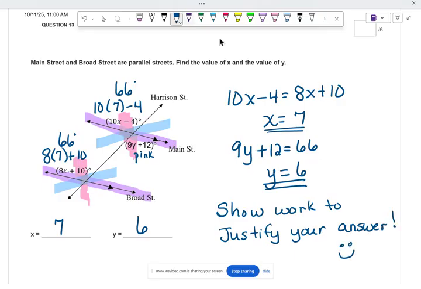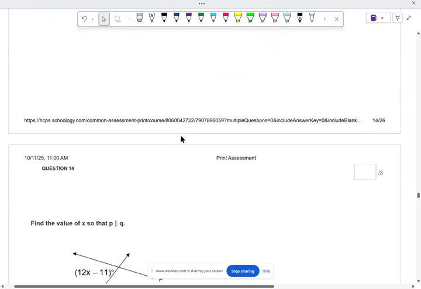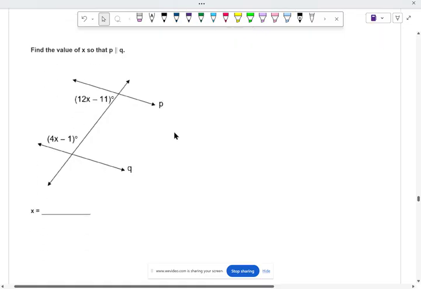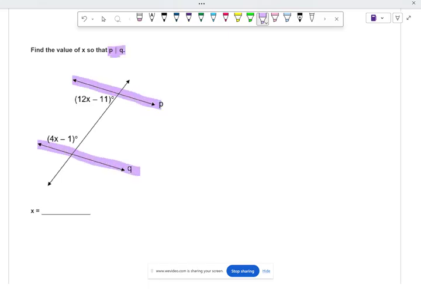All right, next, let's see what we have. Question number 14. Find the value of x so that line P will be parallel to line Q. All right, so we want to make these parallel. Okay, y'all, if you don't want to use the X strategy, you can use your rules. These angles are same side interior. And if same side interior angles are supplementary, then the lines are parallel. So you're going to add them up to 180.